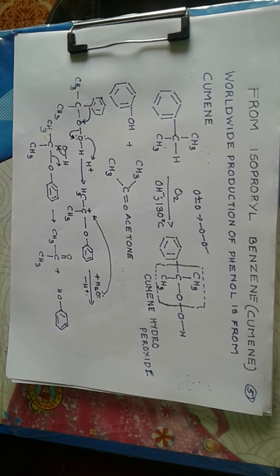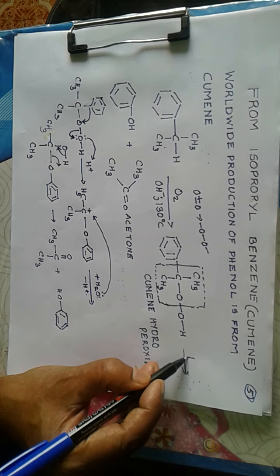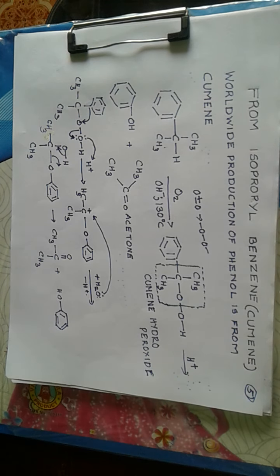So cumene hydroperoxide decomposes, giving phenol and acetone as the products, and this reaction is catalyzed by acid. So in presence of acid medium, this reaction occurs. And then coming to the mechanism of conversion of cumene hydroperoxide into acetone and phenol. Now this is cumene hydroperoxide.